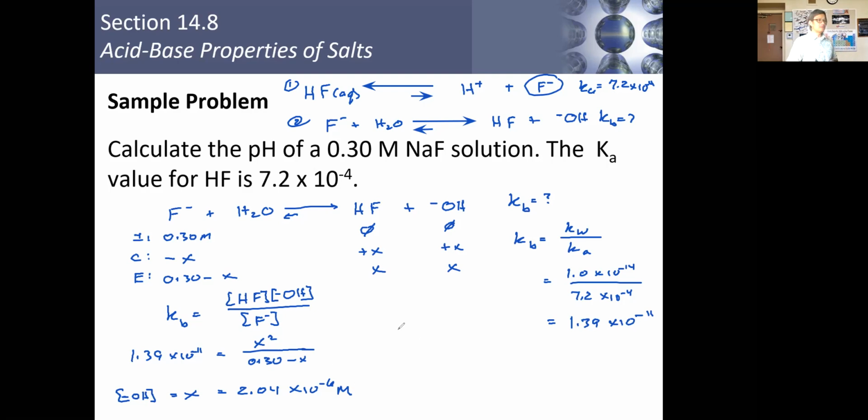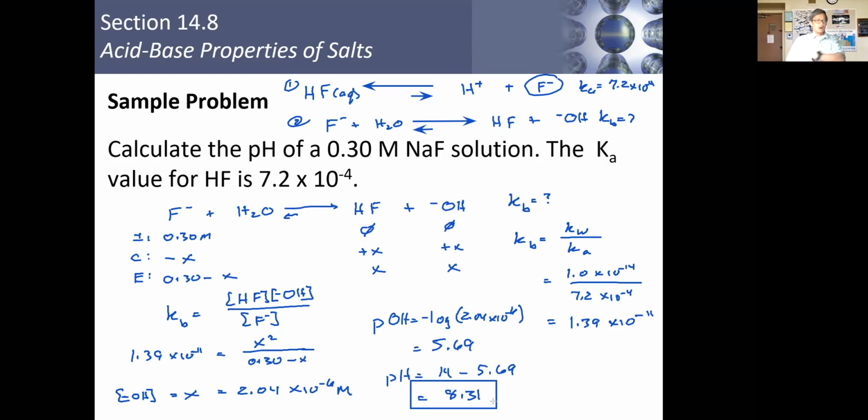Okay, at this point we're not done. We want to find the pH. So let's go ahead and find the pOH for this solution. That's going to be the negative log of 2.04 times 10 to the minus 6, and I get the pOH as 5.69. Then finally for the pH, which is what they want, we take 14 and subtract the pOH from that, and I end up with 8.31. Sorry guys, 8.31 is the final answer. 8.31 is the pH of that solution.